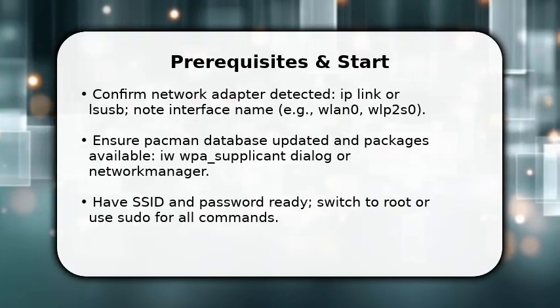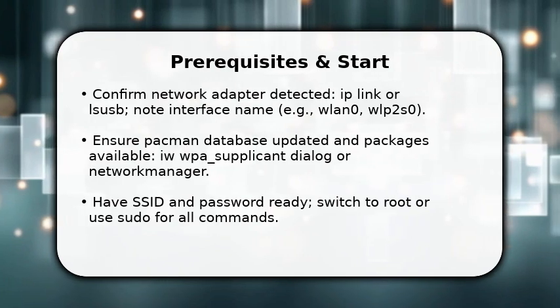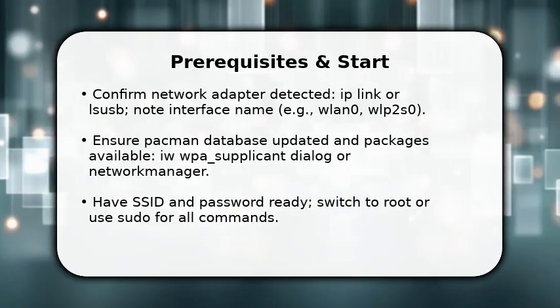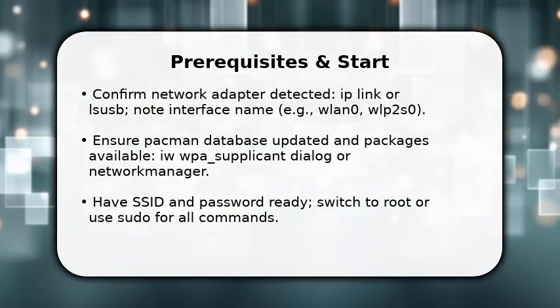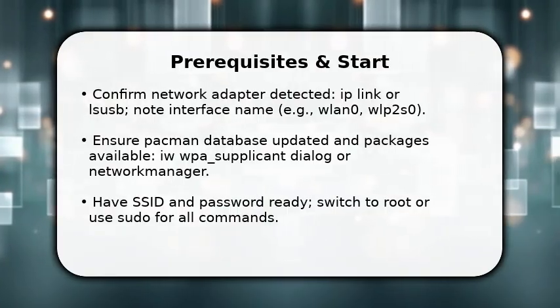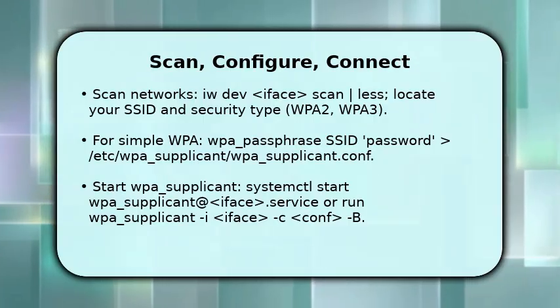Manual entry is faster. Use sudo or root for the following commands so services can be started, and configuration files written without permission errors. You now scan and create the authentication config. Run iwdev interface scan to list SSIDs and note security. This tells you if wpa_supplicant is needed.